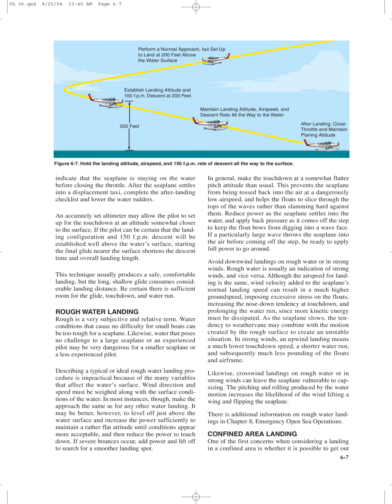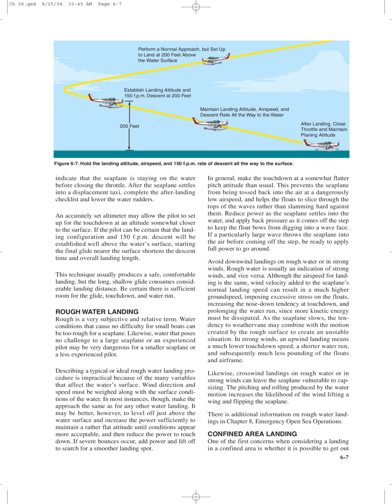Although the airspeed for landing is the same, wind velocity added to the seaplane's normal landing speed can result in a much higher ground speed, imposing excessive stress on the floats, increasing the nose-down tendency at touchdown, and prolonging the water run, since more kinetic energy must be dissipated. As the seaplane slows, the tendency to weather vane may combine with the motion created by the rough surface to create an unstable situation. In strong winds, an upwind landing means a much lower touchdown speed, a shorter water run, and subsequently much less pounding of the floats and airframe.